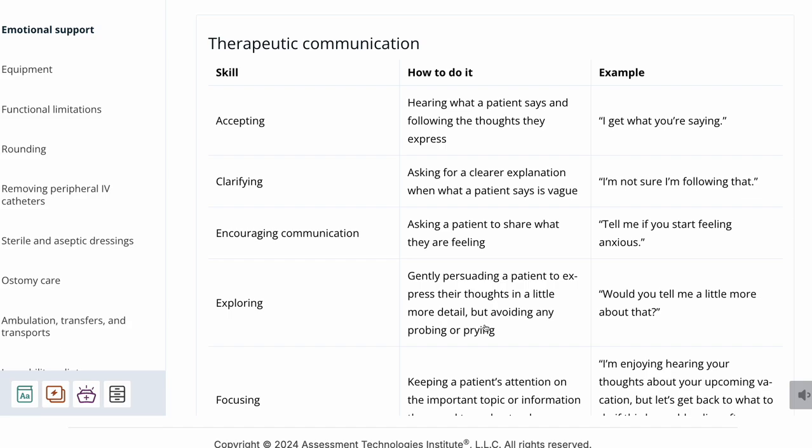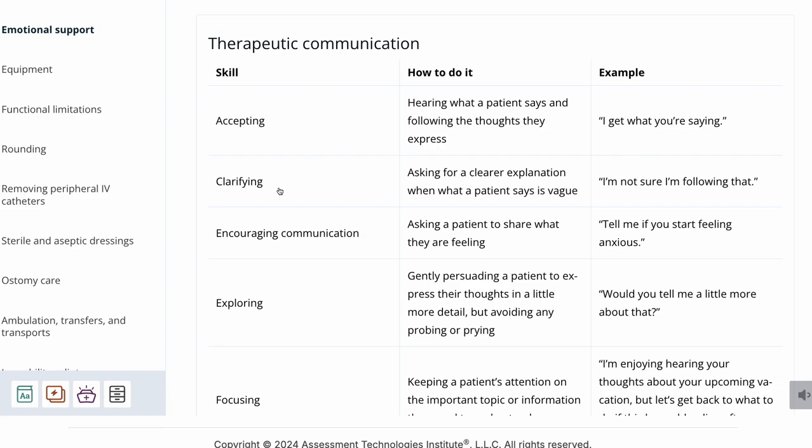So here's some therapeutic communication skills. Here's an example. It says the skill of accepting. So always hear what your patient has to say and then follow the thoughts that they express. So you might say to them afterwards, I get what you're saying. I understand what you're saying. And then you can repeat it back to them. What I hear you saying is, you're a little scared because mom's never been in a nursing home before, right? Explaining it back to them.